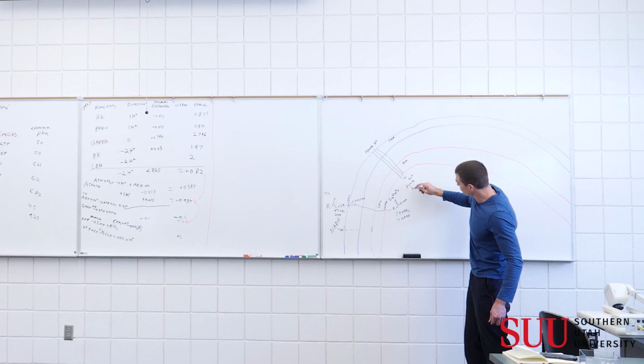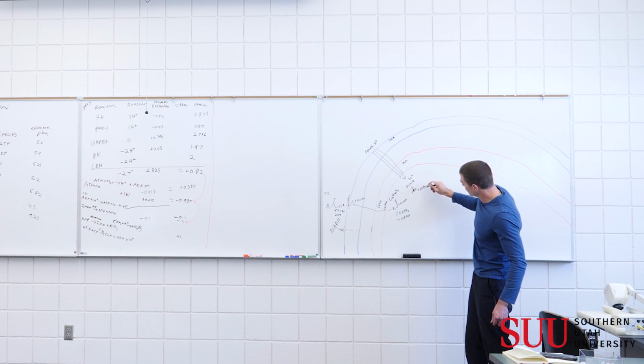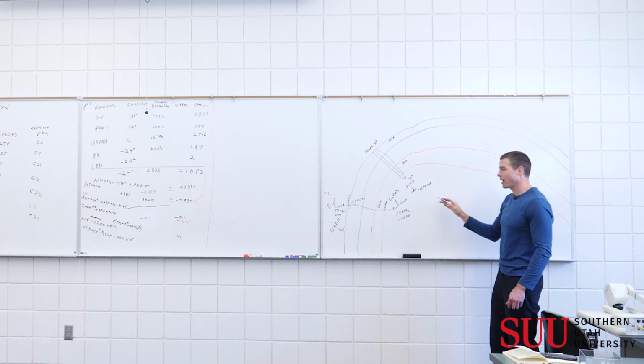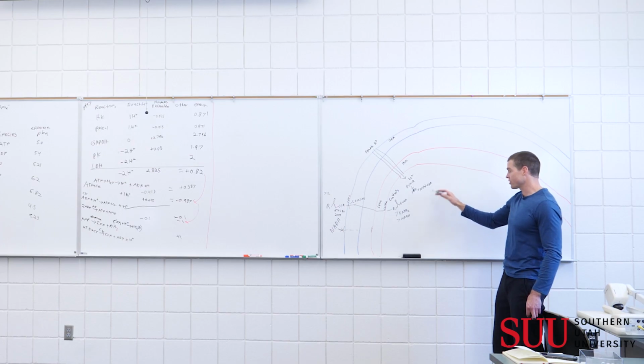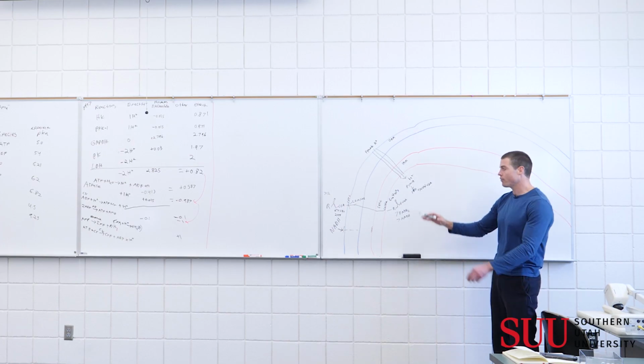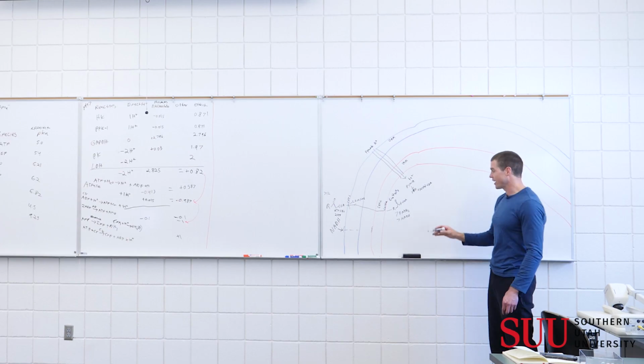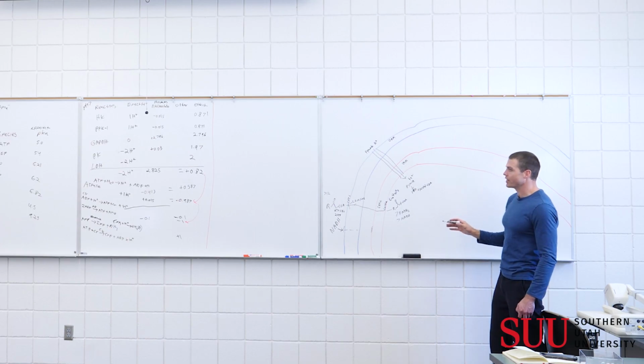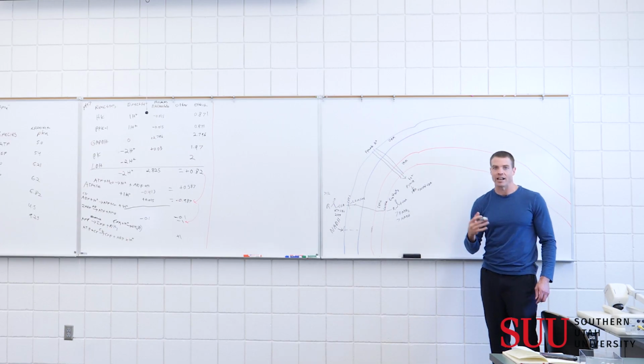And then pyruvate goes through the PDH complex and ends up getting converted to acetyl-CoA. Now acetyl-CoA combines with oxaloacetate to form citrate, and you do the entire TCA cycle. All of that does not require any oxygen. When you do that, you end up creating your NADHs and your FADH2s.